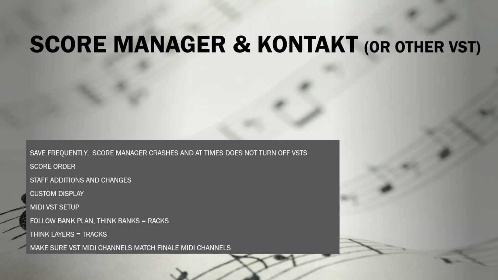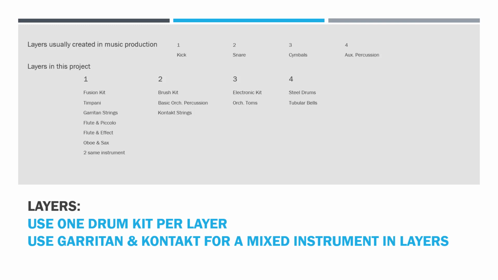And so we have one rule to make sure the VST MIDI channels match the Finale MIDI channels. Let's take a look at the power of layers. Usually in layers, when we're making a drum groove, we put the kick on layer 1, the snare on layer 2, the cymbals on layer 3, and the auxiliary percussion on layer 4.